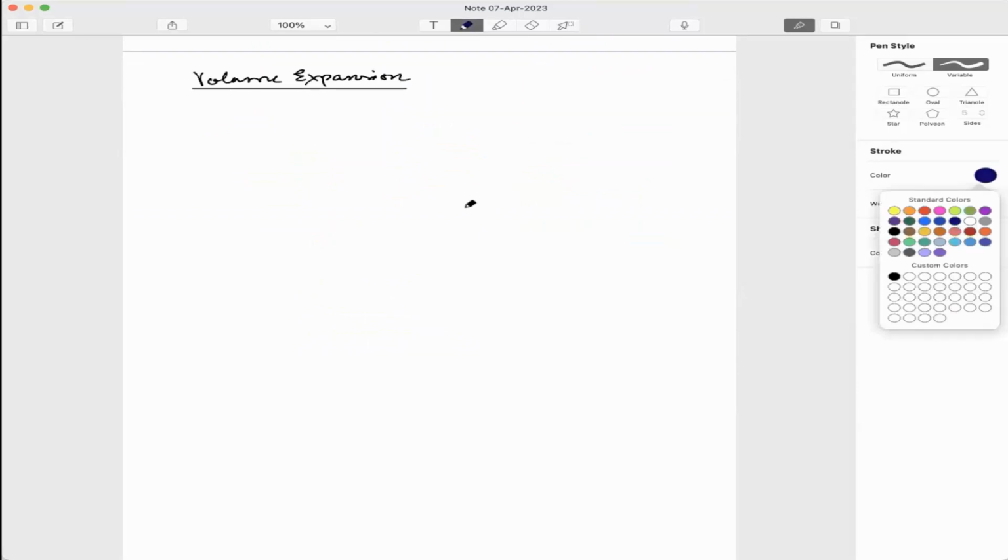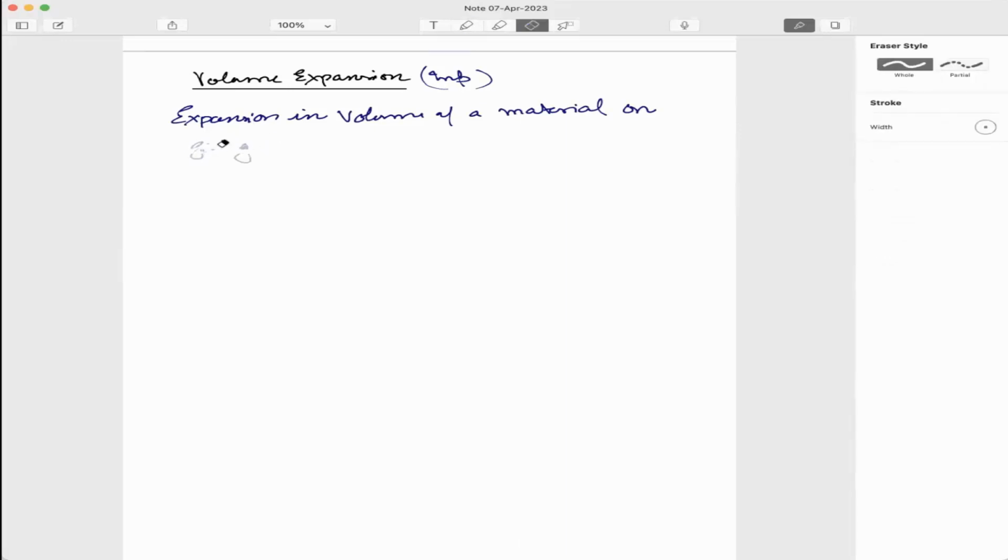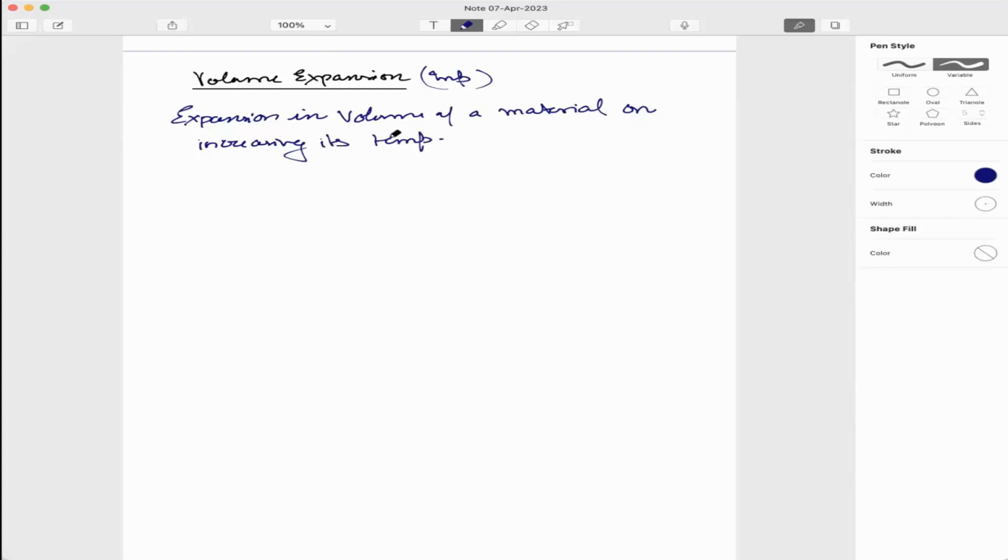Now let's look at the volume expansion. Volume expansion is important compared to the other two. It is the expansion in volume of a material on increasing its temperature. Okay, so let's say you have a volume, consider a cube for now. That is the initial volume, at temperature Ti.